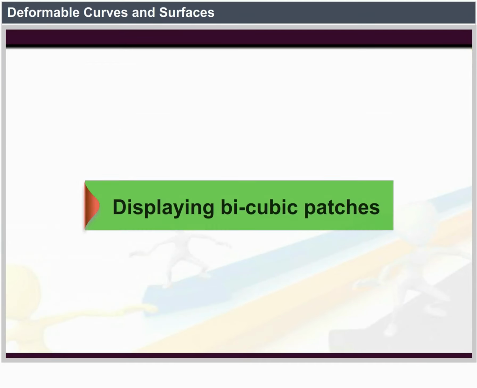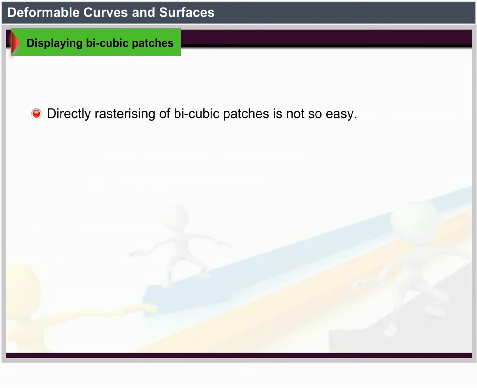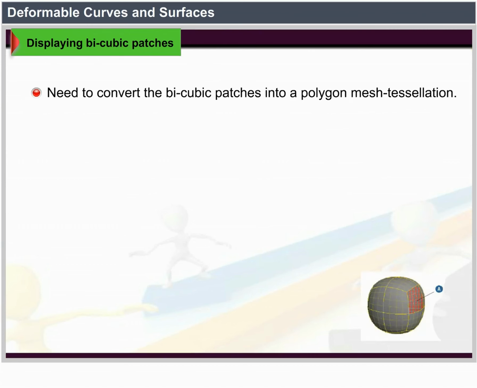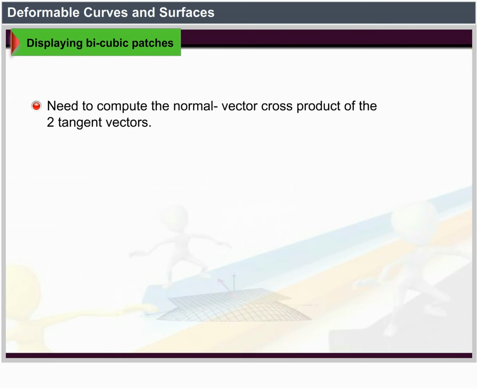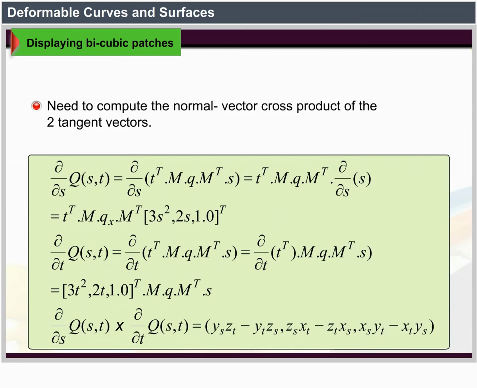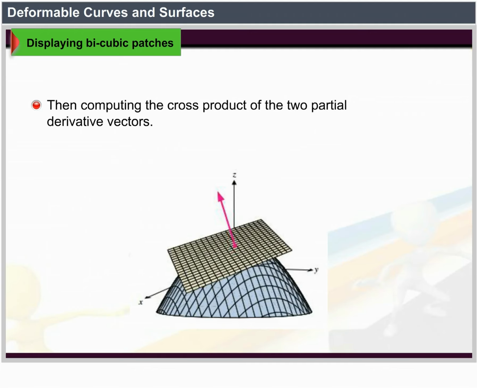Displaying bicubic patches. Directly rasterizing bicubic patches is not so easy. Need to convert the bicubic patches into a polygon mesh. Tessellation. Need to compute the normal vector as the cross product of the two tangent vectors. The derivative for the bicubic patches can now be seen on screen. Tangent vectors can be computed by computing the partial derivatives, then computing the cross product of the two partial derivative vectors.